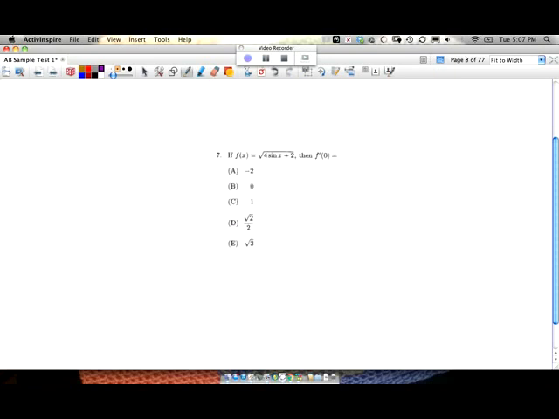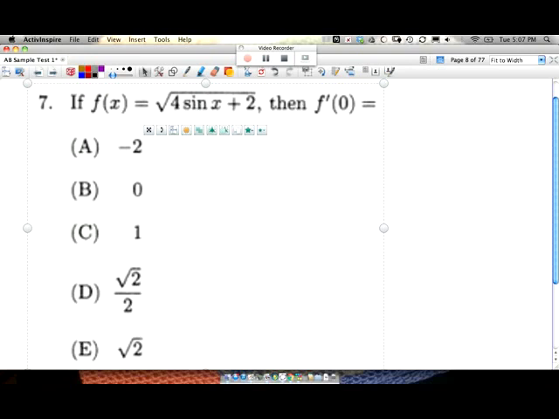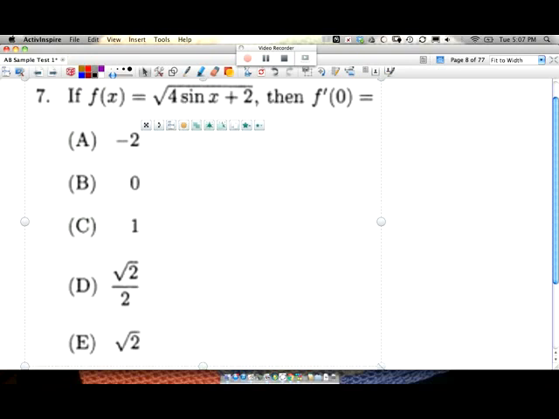Alright, let's look at the next one here. Number 7. F prime of 0. What's F prime of 0? Well, to find F prime of 0, first we need to figure out what F prime of x is.